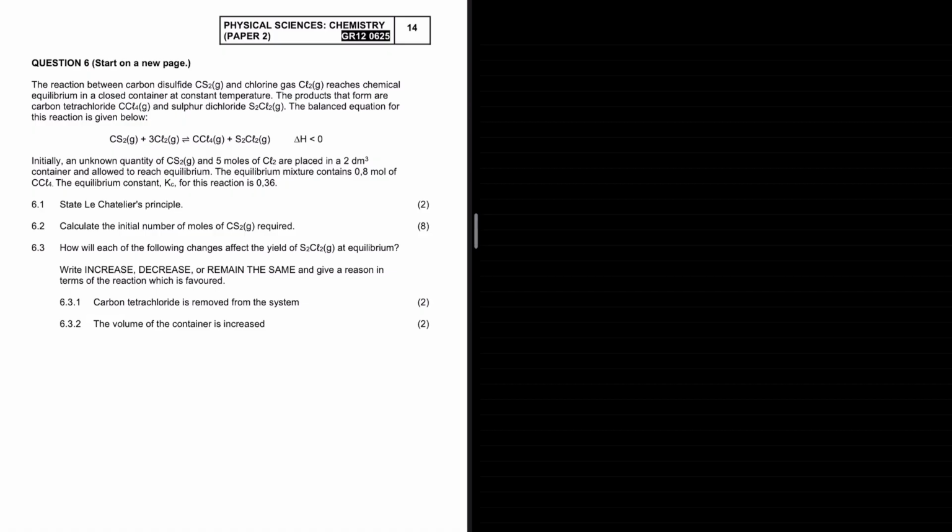And for 8 marks, it means that we need to use a RICE table. So let's set up our RICE table: R, I, C, and E. R stands for the ratio of the compounds in this reaction. We get that from the coefficients.